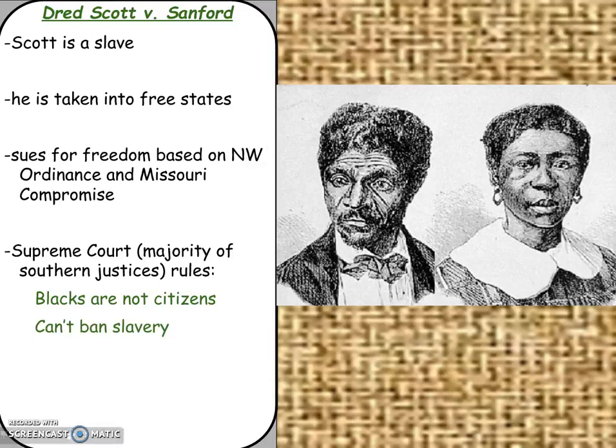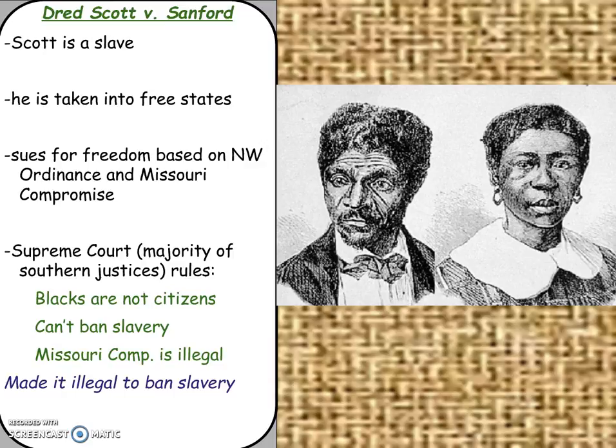The court also ruled that it was illegal to ban slavery. So all of these laws that had been passed that banned slavery in certain territories, they ruled that those were unconstitutional, and then ruled that the Missouri Compromise itself was illegal. So what this does is it makes it illegal to ban slavery anywhere in the United States. So now slave owners were free to take their slaves into any territory that they wanted to in the United States. So this is going to be seen as a huge victory for the South.